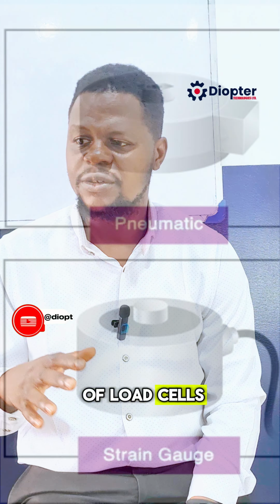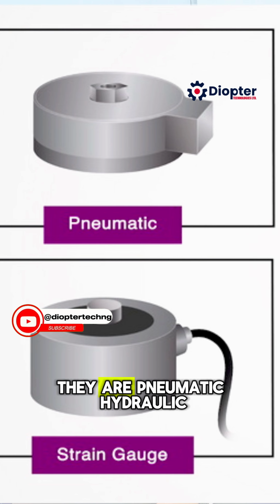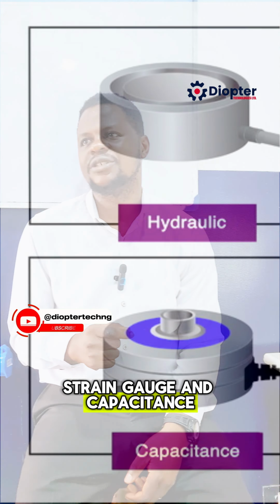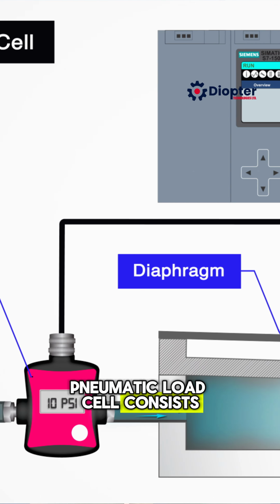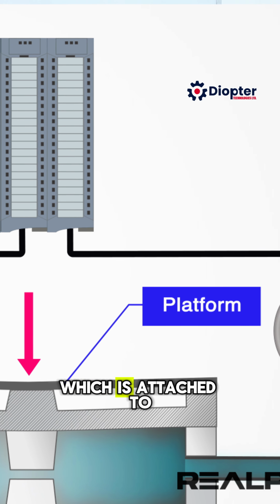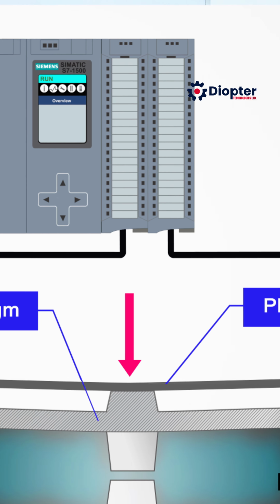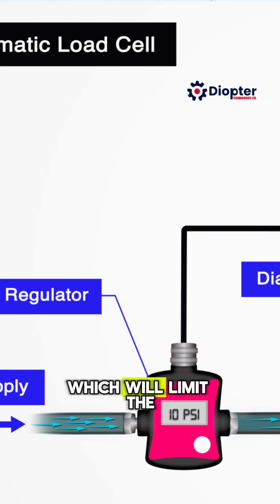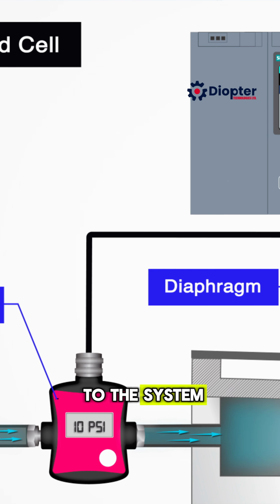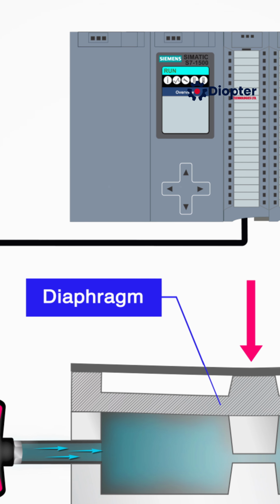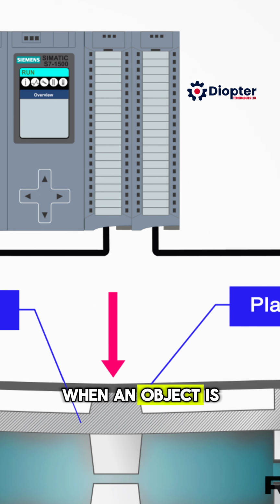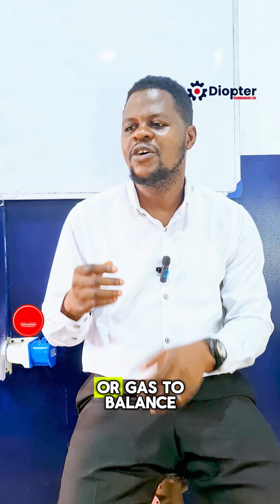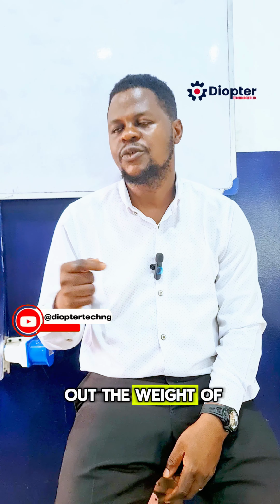There are four types of load cells. They are pneumatic, hydraulic, strain gauge, and capacitance. A pneumatic load cell consists of an elastic diaphragm which is attached to a platform surface where the weight will be measured. There will be an air regulator which will limit the flow of air pressure to the system and a pressure gauge. Thus, when an object is placed on a pneumatic load cell, it uses pressurized air or gas to balance out the weight of the object.